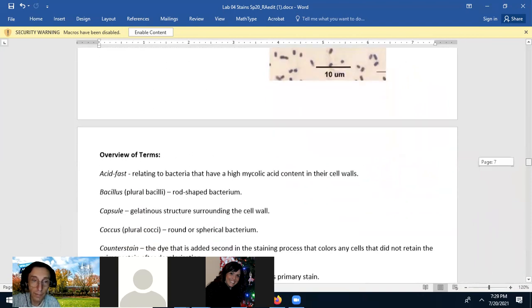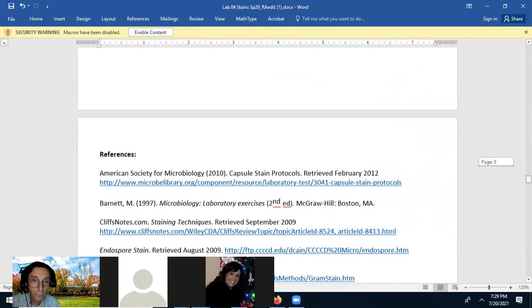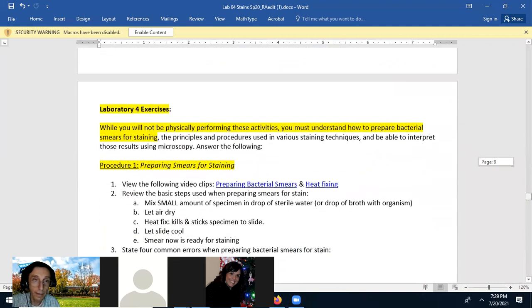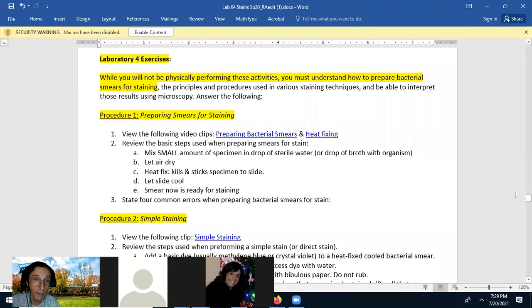So know the terms of this chapter. You don't need to pay attention to the references, but do laboratory exercise 4. Remember to write your answers in the worksheet. In the future, if anyone turns in the lab manual, I'll give you a point deduction for the lab. So only turn in the worksheet.